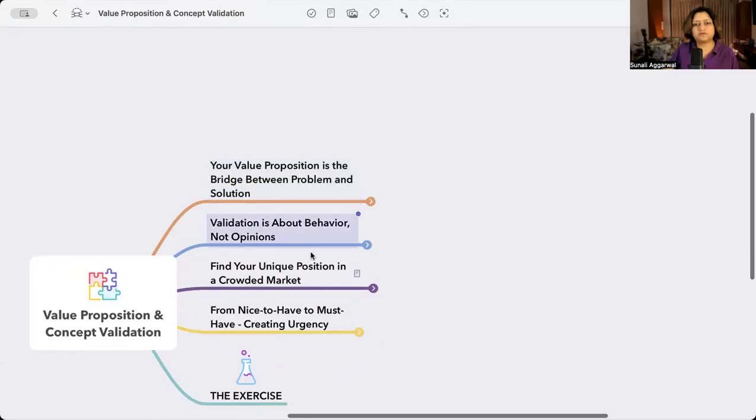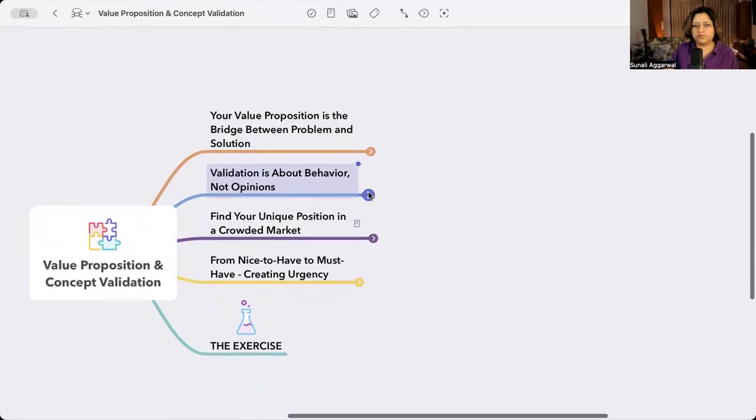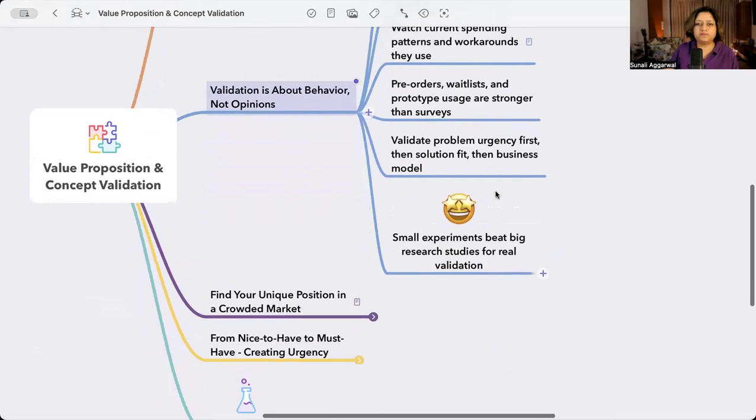But before that, let me just do a quick check on the points and do a small recap of the learnings from this particular case study of Myntra. Validation is about behavior, not opinions. One big learning I want you to take is small experiments beat big research studies for real validation. If you are doubtful about something, just put something out there for people to see and experience before you take a decision, and have a way to just track that behavior.